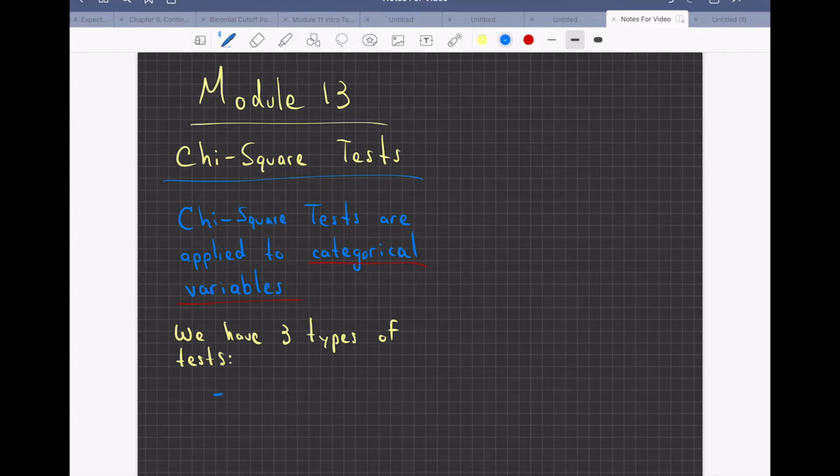The first one is the goodness of fit. The other one is for independence, or association. And the other one is for homogeneity.